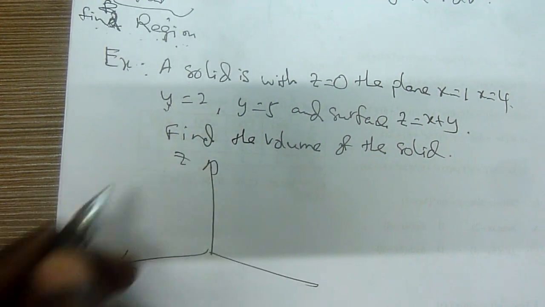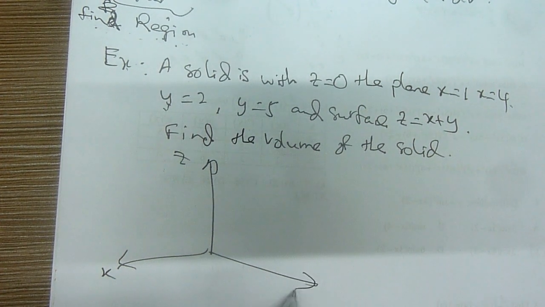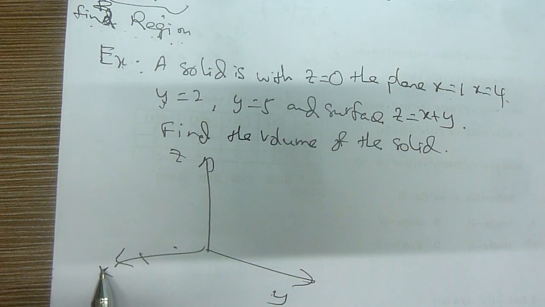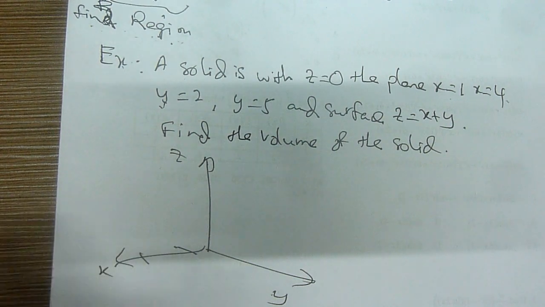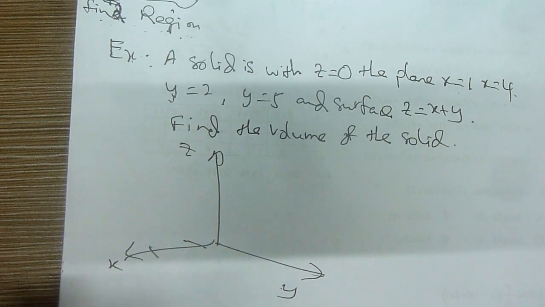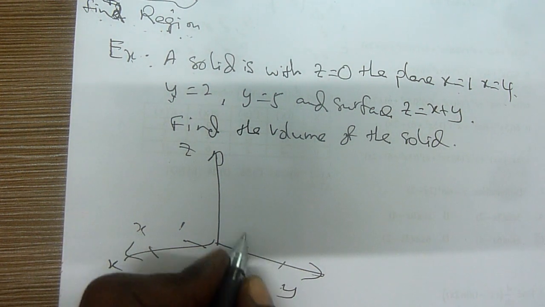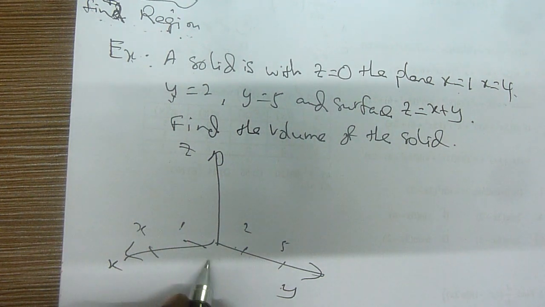Z, and x, y. It's simple logic to work with: x first. Again, this is a convention. You can change it to x here, or y here, z also, as long as you know what you're doing, that's very important, as I told you before. This is 1, this is 4, this is 2, this is 5, for example. Then this is the cross area.